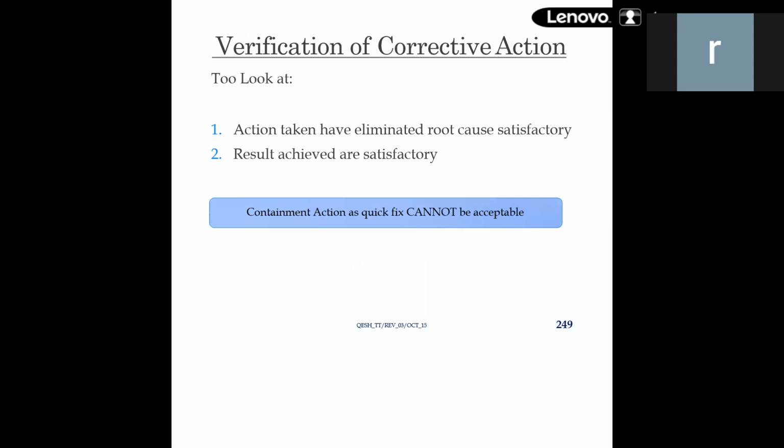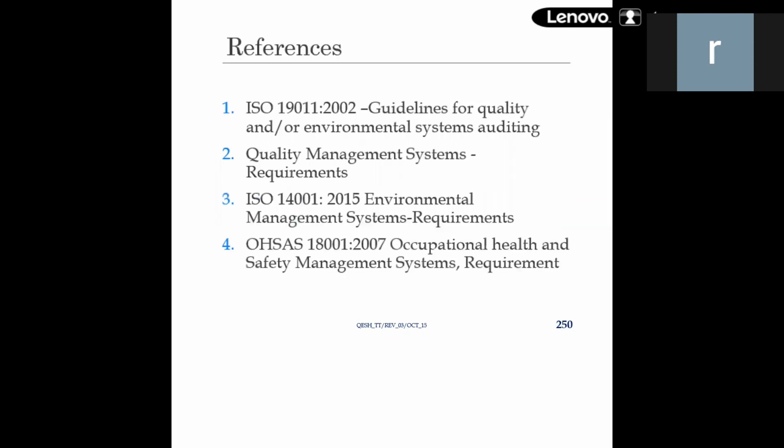Okay, so verification of corrective action: look at whether the action taken has eliminated the root causes satisfactorily, and whether the results achieved are satisfactory. Your quick containment action alone cannot be acceptable. Right, you need to check that.